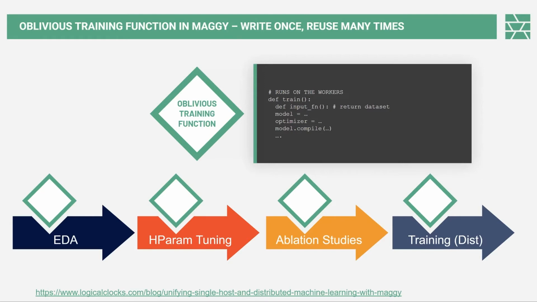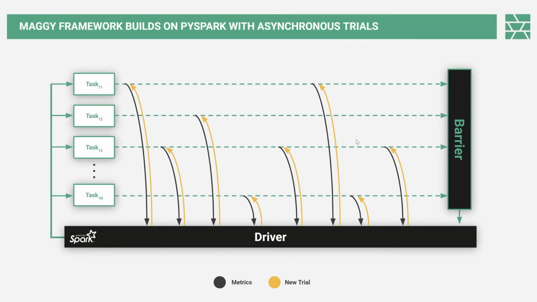It's open source. It was presented at the Spark Summit in June, and you can read up more on this blog below about it. But effectively what you do is write one training function. We call it an oblivious training function, and it can be plugged into all these different phases. And if you're curious about how that works internally, it's a Python library, and if you're running it in the cluster, it will use PySpark to distribute all of these tasks, these asynchronous trials, to the different workers in your cluster. So the optimizer runs in the driver in Spark.